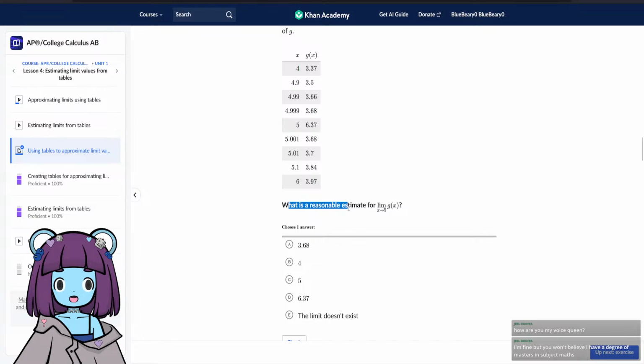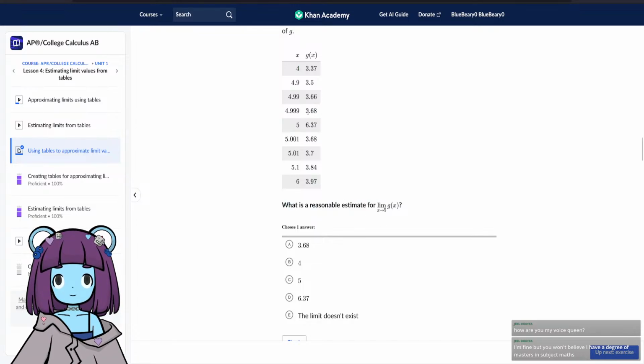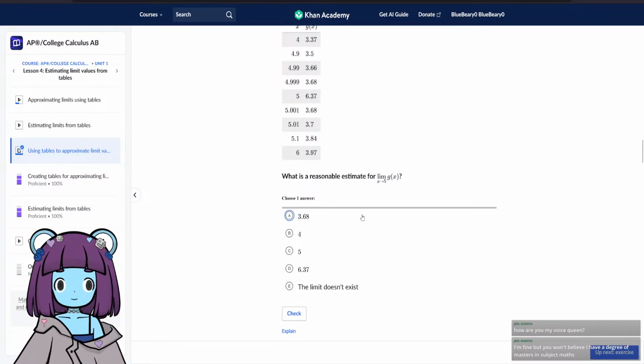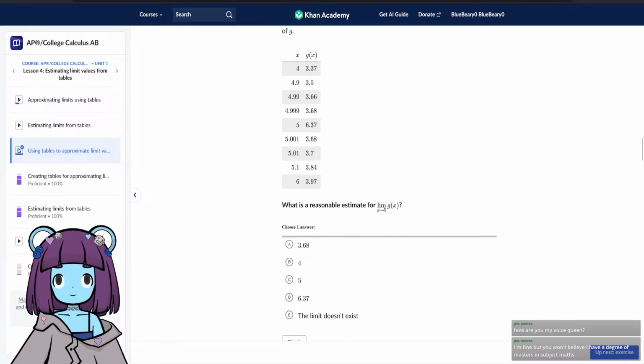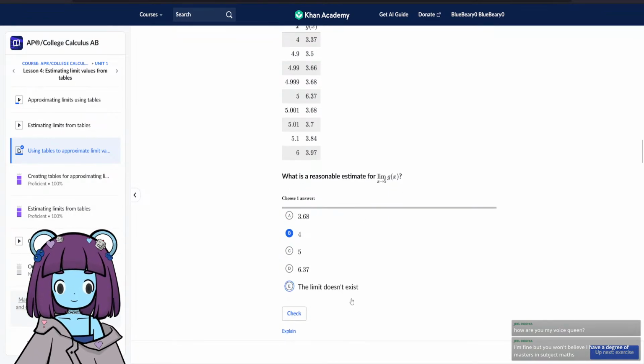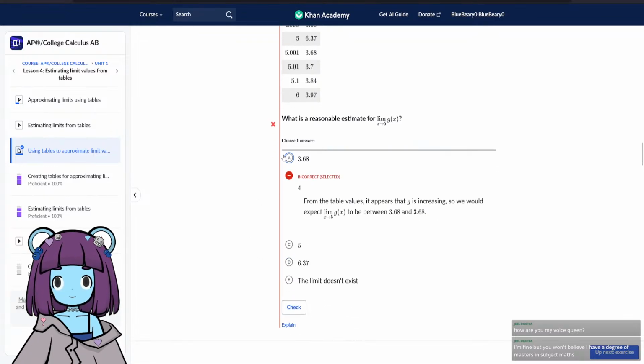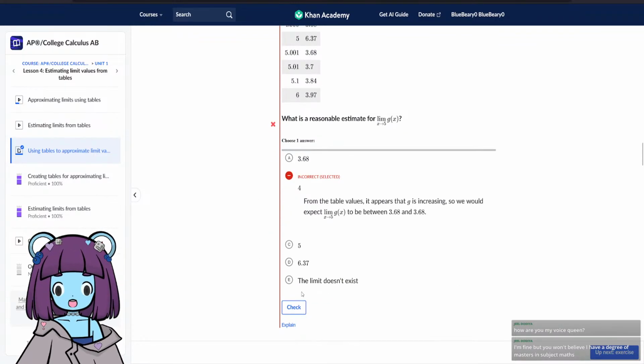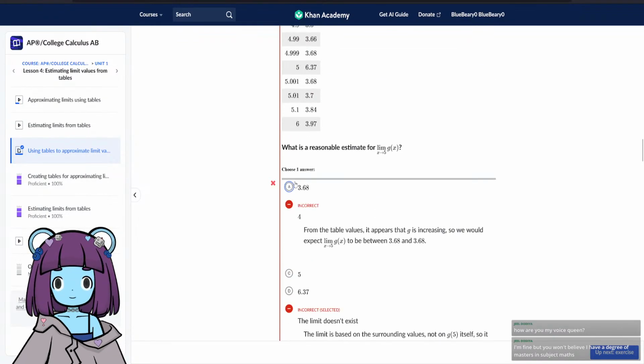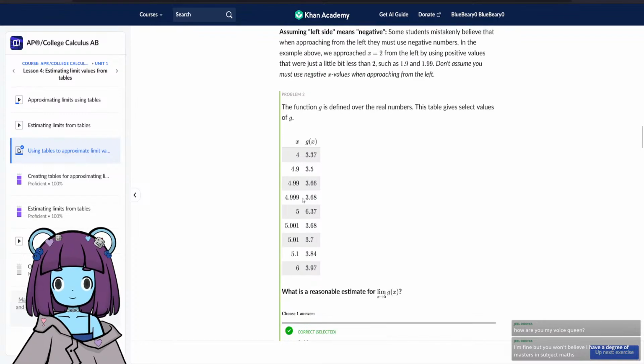What is the reasonable estimate? So it approaches 3.68 from both sides. This increases, right? Yeah, it increases, and then this also increases. I'm gonna say 4, I think. Unless I'm wrong. I'm wrong! Oh, it doesn't exist. Okay, I'm just gonna click. But all 3 values are the same?